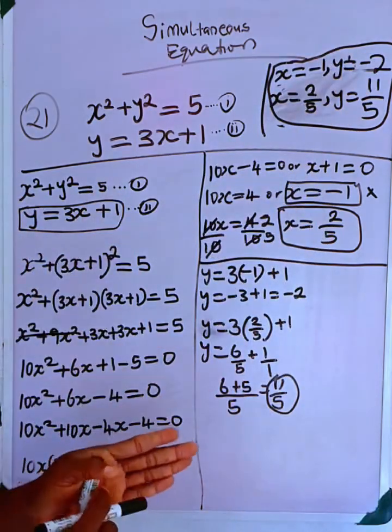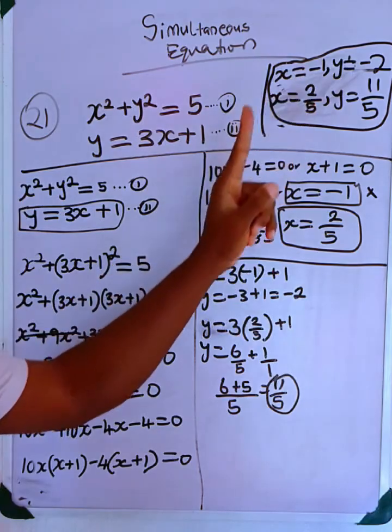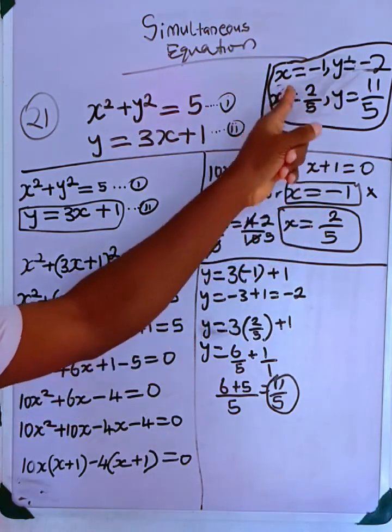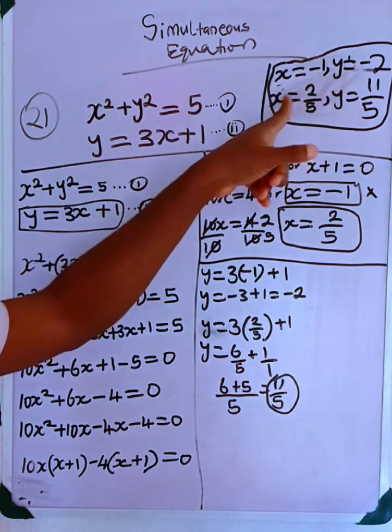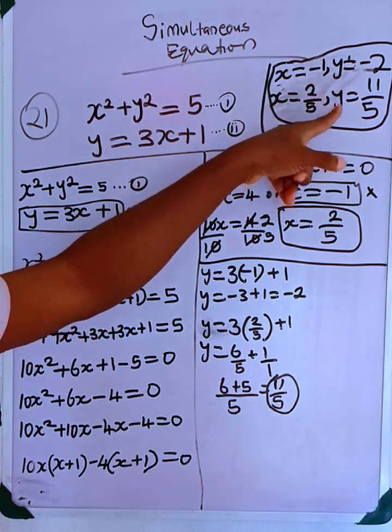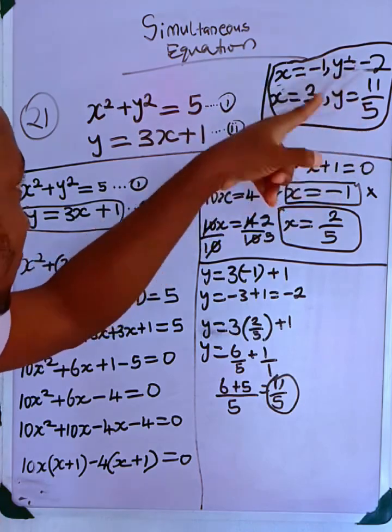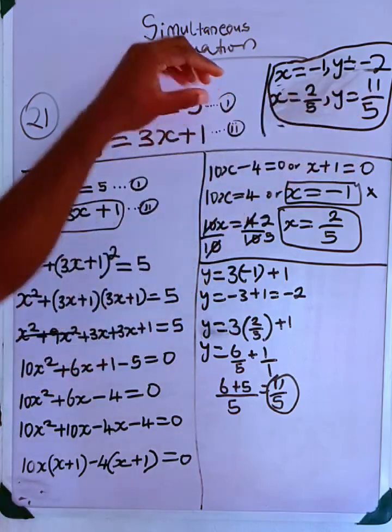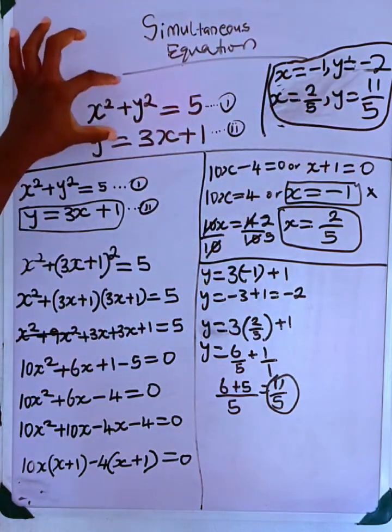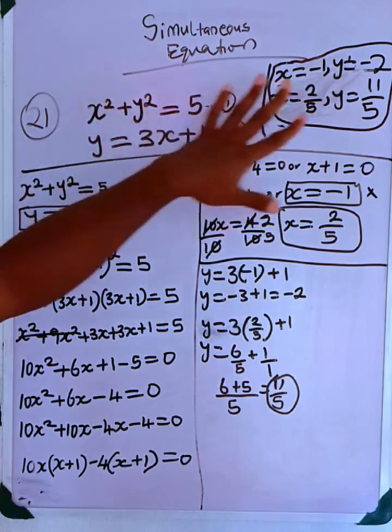At the end of the day, we have two values for x and two values for y. When x equals minus 1, y equals minus 2. When x equals 2 over 5, y equals 11 over 5. To verify if these answers are correct, you can go to any of the equations and substitute, and you will get the answer.